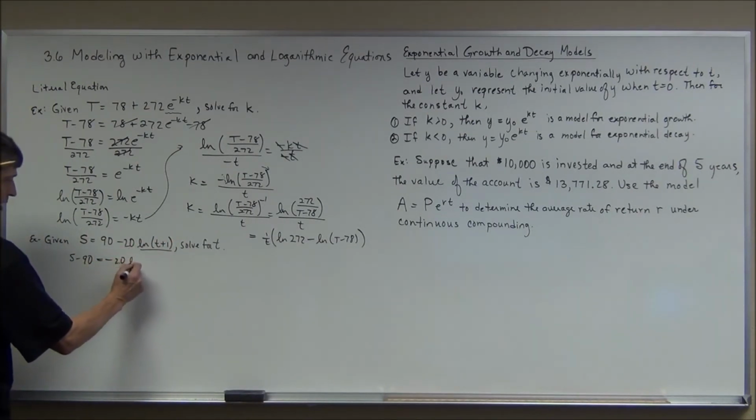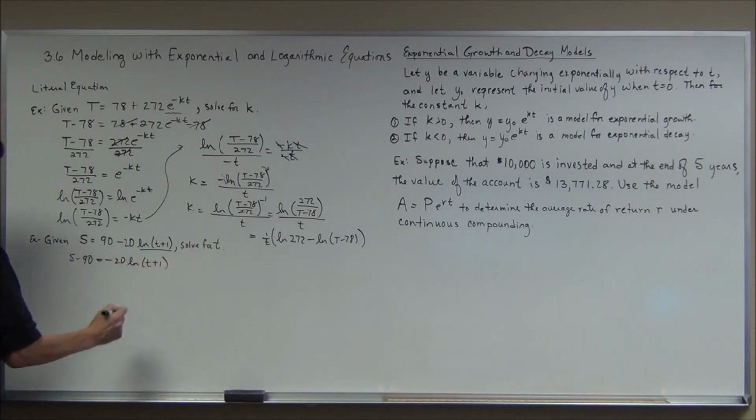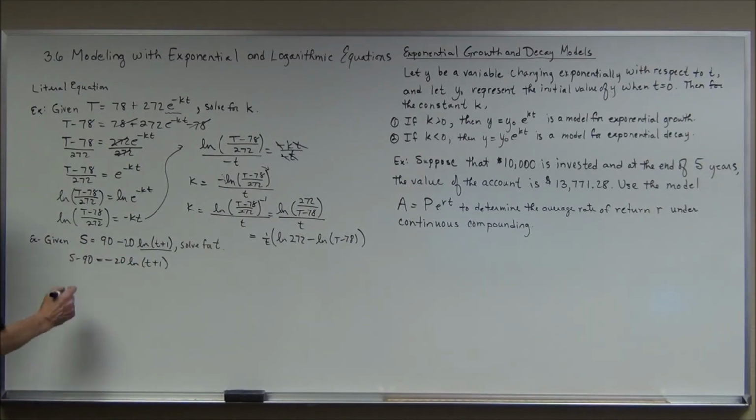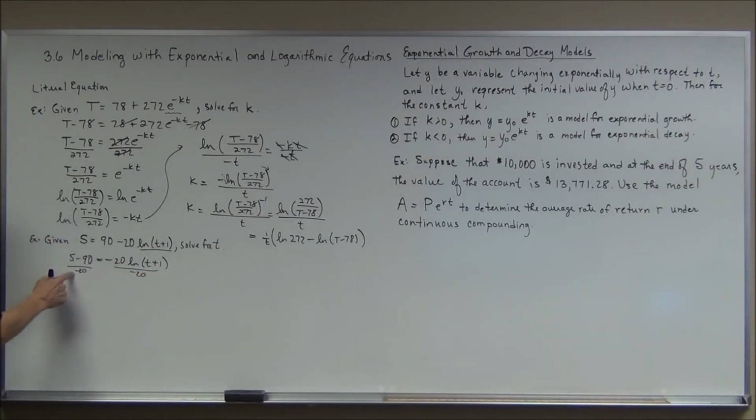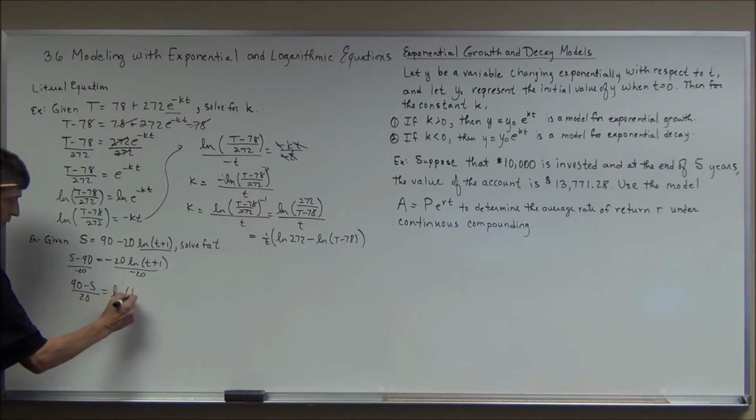Not necessarily the best way to write it, but I want to squeeze it in here. And then I'm going to divide both sides by negative 20. Now, if I divide by negative 20, I'm really not crazy about a negative denominator here. So it's as if I could bring that negative up to the top, like multiplying top and bottom by negative 1. This becomes 90 minus s, I multiply by negative 1, all over 20, equals the natural log of t plus 1.